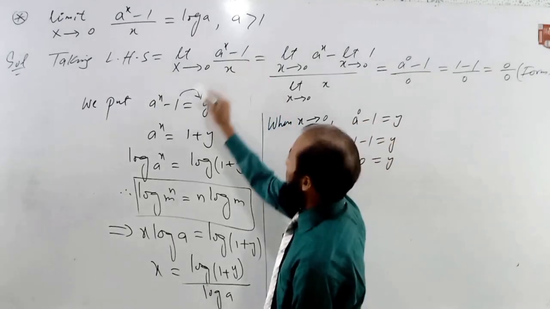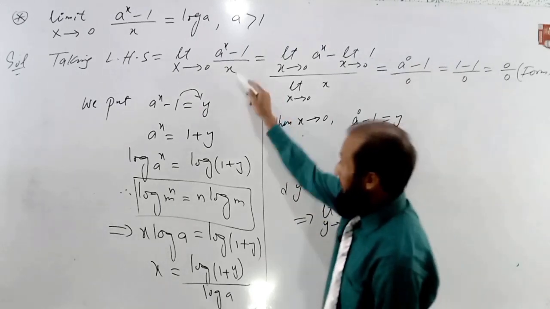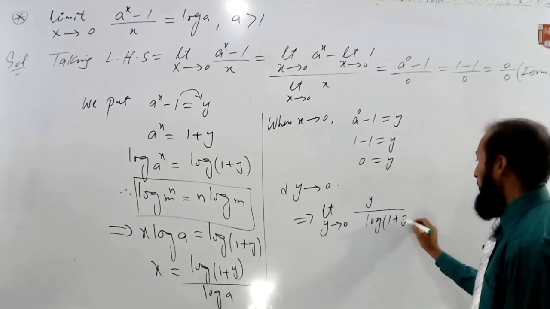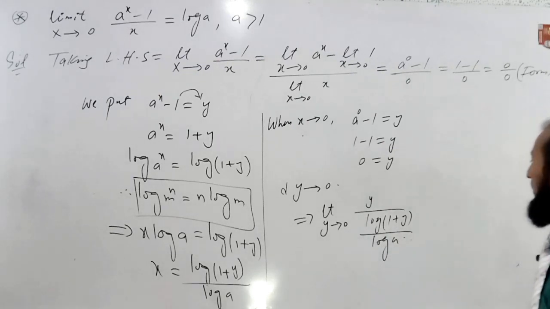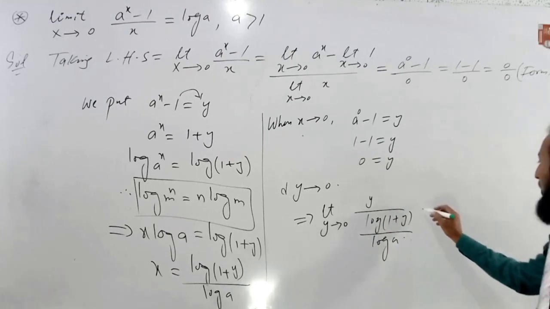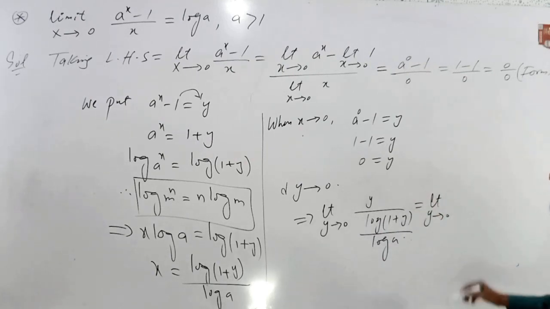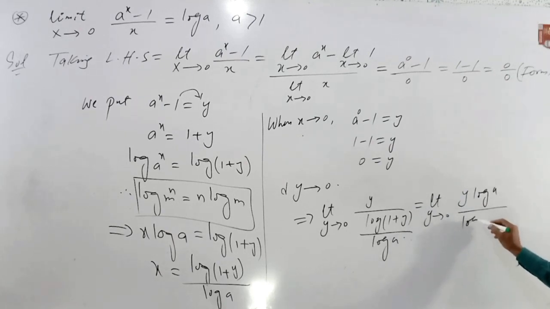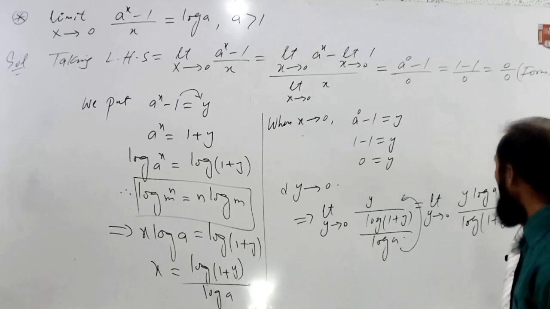Now we substitute and apply the limit as y tends to 0. In the place of a^x minus 1 we put y, and in the place of x we put these two results, log of 1 plus y and log of a. Now this value will change. Limit as y tends to 0, we change the double division, so y log of a divided by log of 1 plus y. We move this value to the denominator according to the double division.